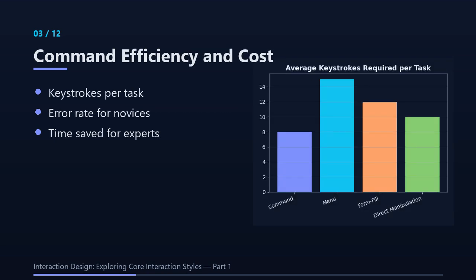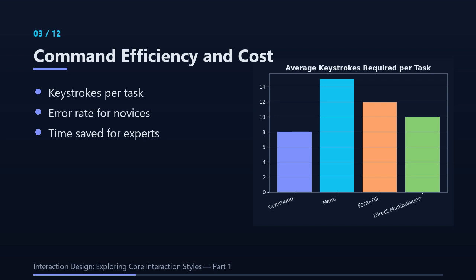To understand why commands can be so powerful, consider the number of keystrokes needed to complete a typical task. A simple file rename using a command might require only 8 keystrokes, while the same operation via a menu could need 15 clicks and keystrokes combined.